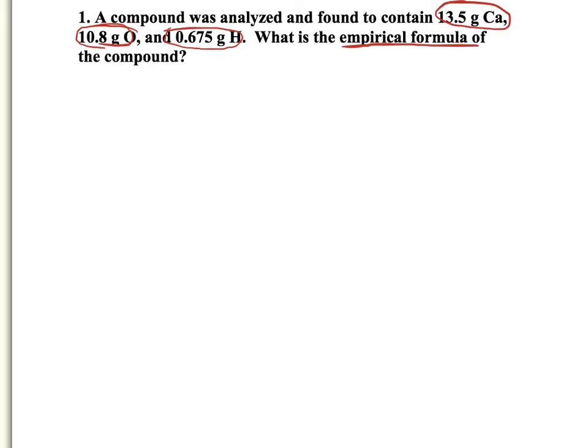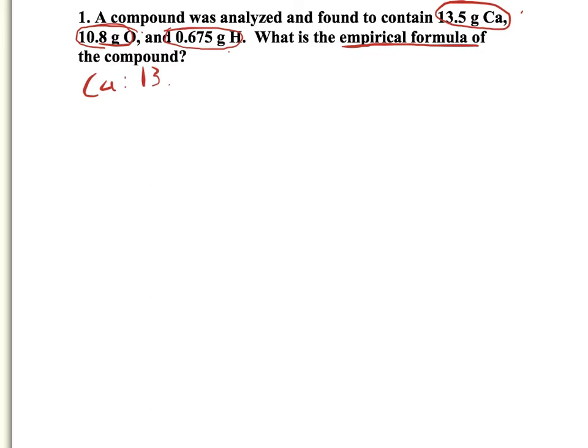What's cool is, let's say you were walking home from school and found this sample of rock that looked really cool. We're going to talk about the tools that chemists have to figure out these masses, 13.5, 10.8, 0.675. For now, don't worry about that. Let's just say you did all that testing and figured these masses out. Well, our first step to figure out the empirical formula is to calculate the moles of each element. So let's do calcium first.